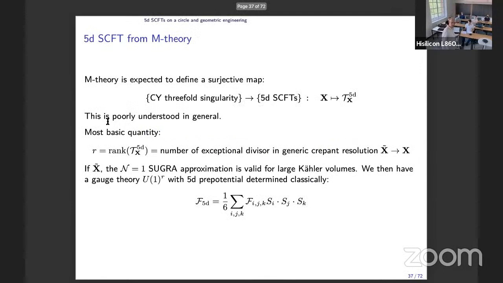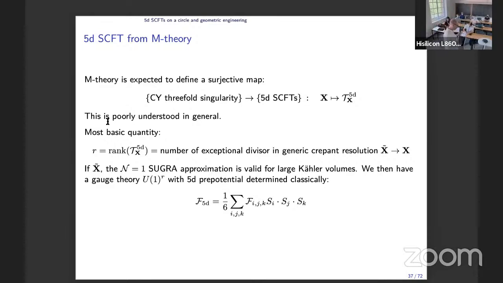All right, so indeed, 5D SCFTs. As I said in the beginning, I'm interested in non-compact Calabi-Yau geometries that will engineer 5D theories in M theory. We expect in general some sort of map from Calabi-Yau threefold singularities to 5D SCFTs. This map is poorly understood in general, but we know many examples. The most basic quantity is the so-called rank of the 5D SCFT, which is defined geometrically from M theory. The rank is the number of exceptional divisors of a generic crepant resolution of the singularity.